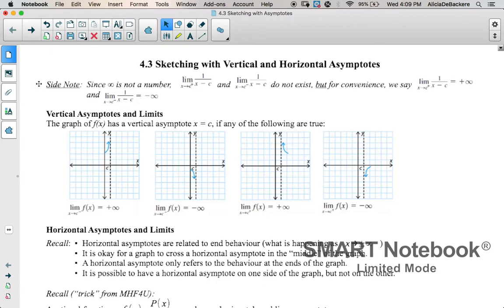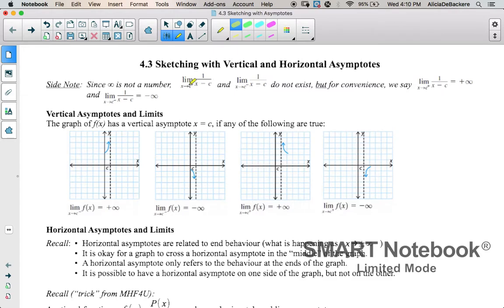All right, so we're going to start off with a notation side note. Infinity is not technically a number. So when I do the limit, let's see here, I've got 1 over x minus c, and hopefully you recognize that as the reciprocal function from grade 11. It's just been shifted over c units.